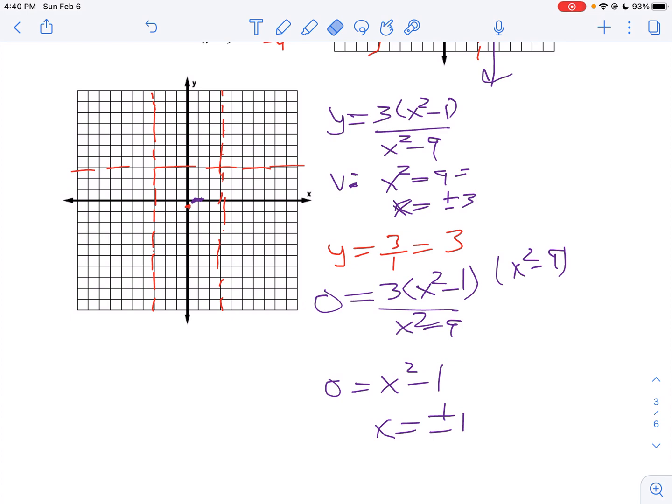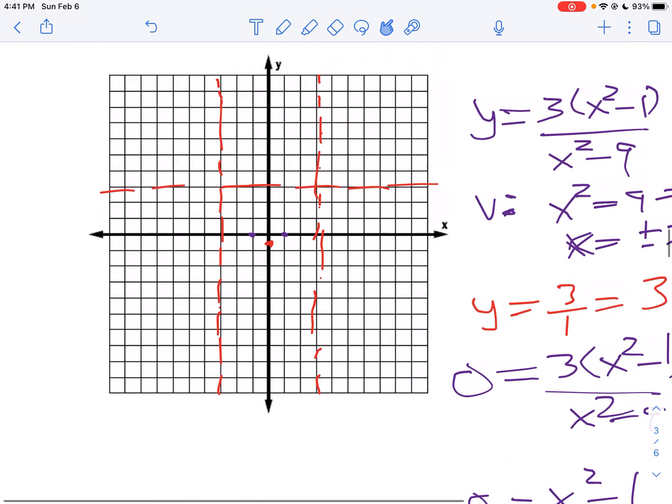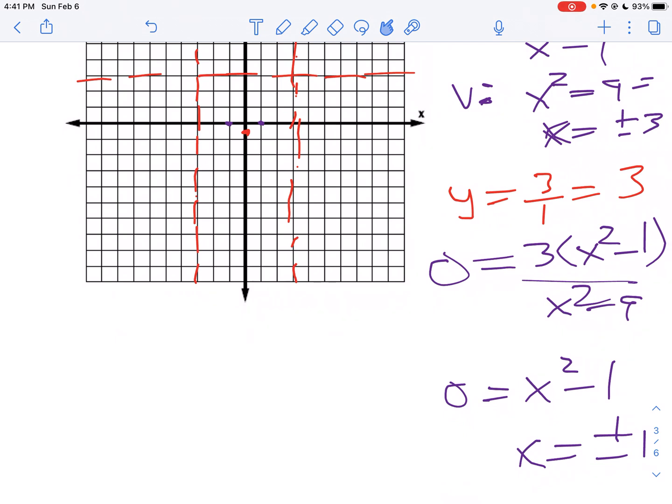I'm going to erase that because that looks kind of ugly to see. So I'm going to make this a little bit bigger. So I've got an x-intercept at 1 and negative 1. Well, what is going on there? Now let's pick some points and find the values. So I'm going to make my table now.